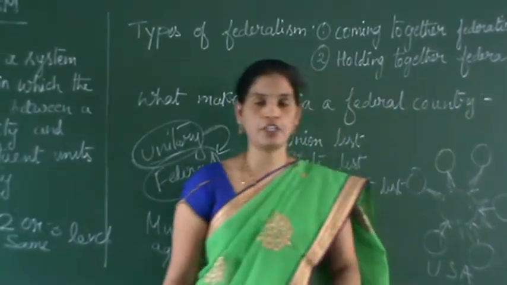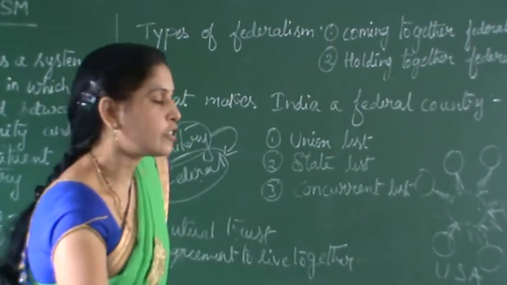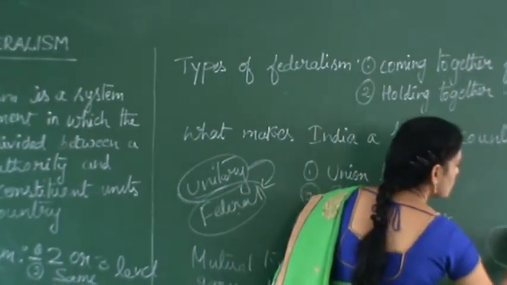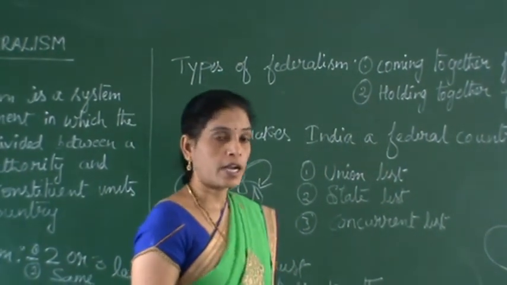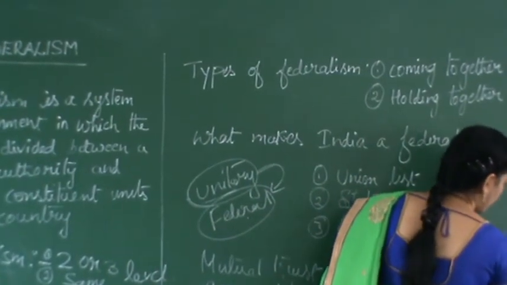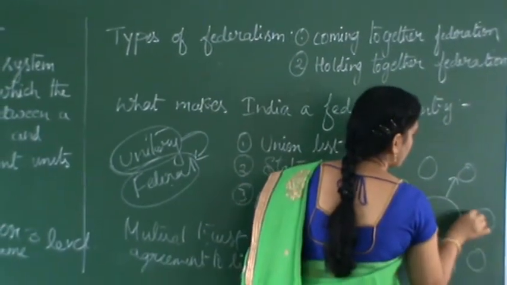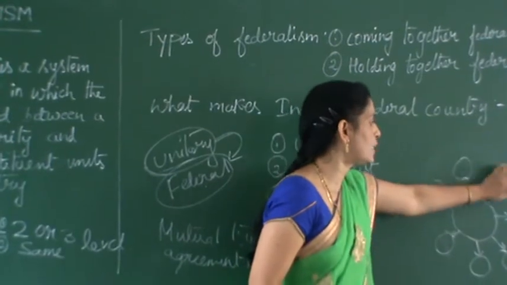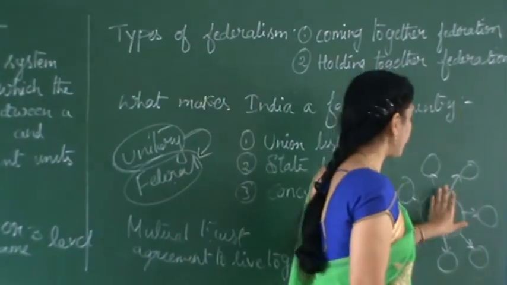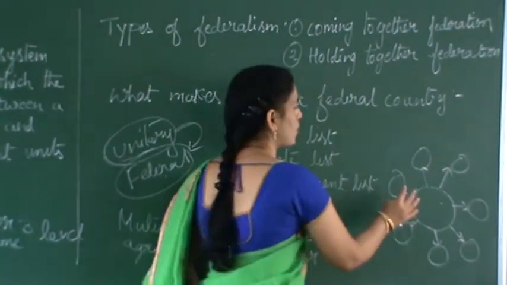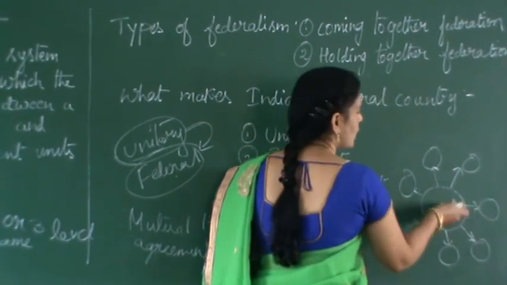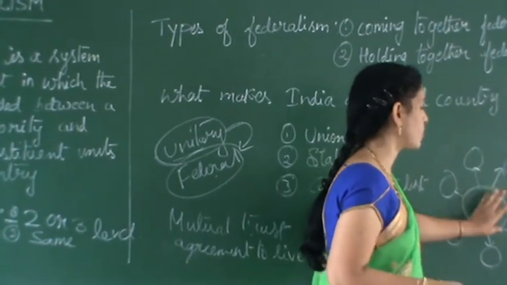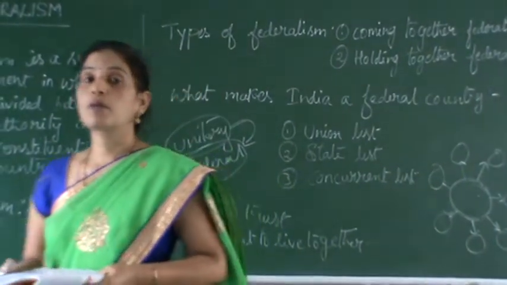Whereas in holding together federation, generally the power lies with the central government or the big unit, and it distributes the power to the smaller states. This is called holding together federation. Here the big unit is holding different states and has more power compared to the other states. The power is delegated to the smaller states, whereas the central government has more power. It is nothing but holding together federation.